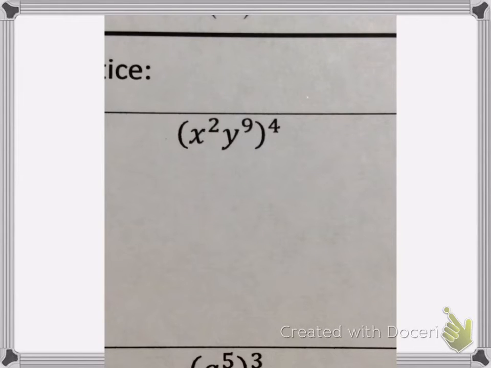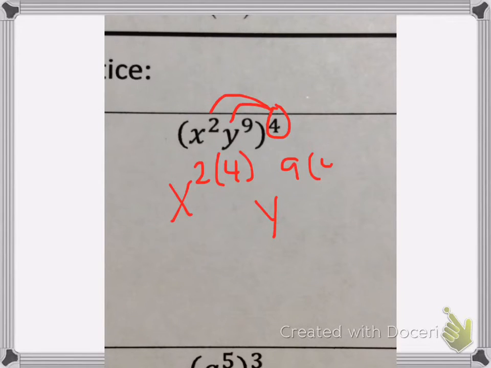This time we have to take this power of 4 through to both parts of the parentheses. We have two different variables in there, so we're going to take the 4 through. So we're going to have x to the 2 times 4, and then y to the 9 times 4. So x to the 8th, y to the 36th.